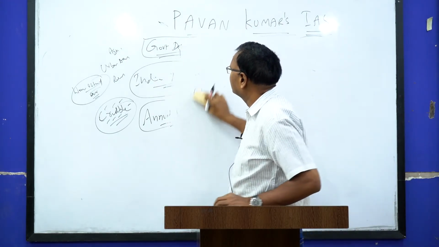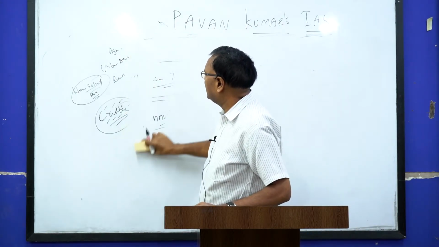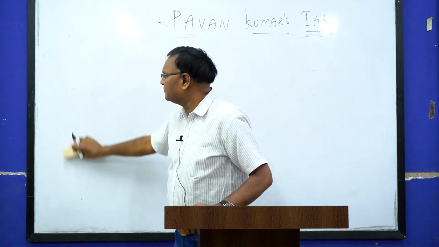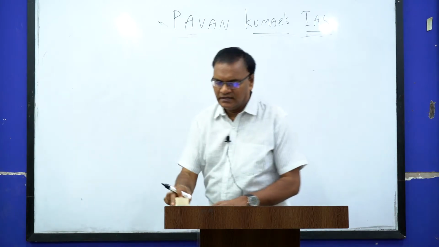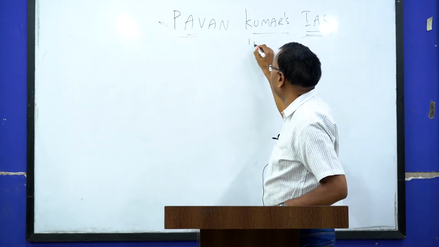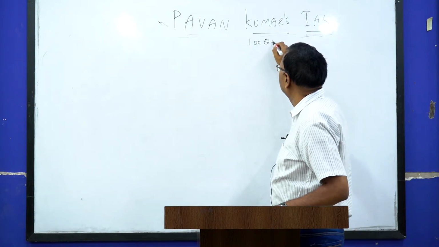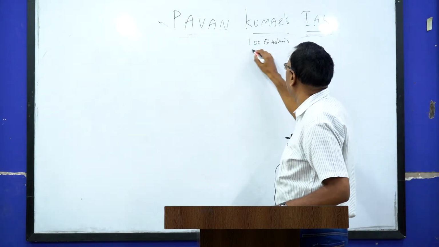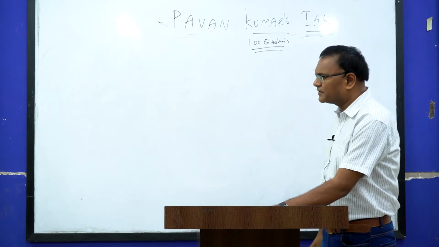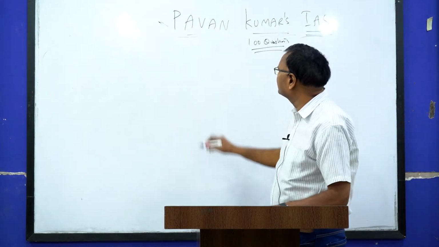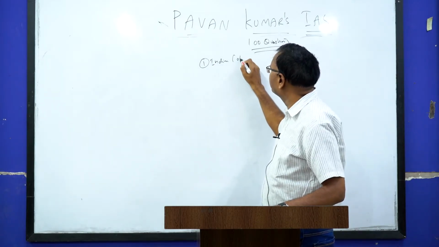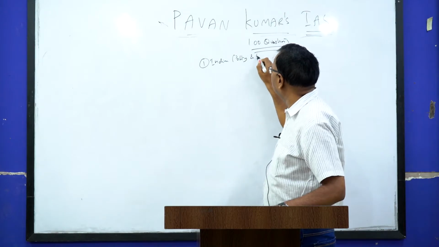Now let us look at how and what kind of questions are asked in the preliminary examination. As we have mentioned, in the preliminary examination 100 questions are asked. Each question will have 2 marks. What are the areas from which the questions are asked? First one is Indian polity and governance.